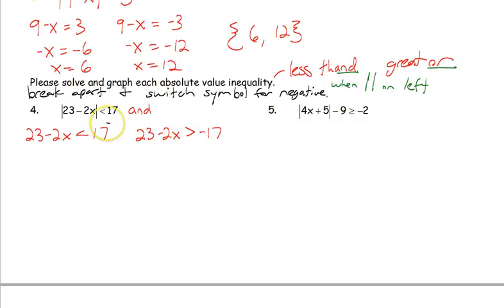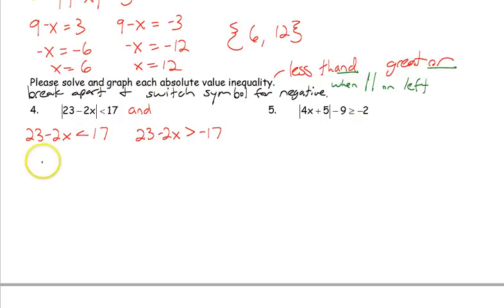So this is what happens when you have an absolute value inequality. Write the first one out as is, decide if it's an and or an or based on less than or greater than, and then write it again, flip the symbol, and make the other number negative. And then just solve them. This is now back to the last lesson we did.